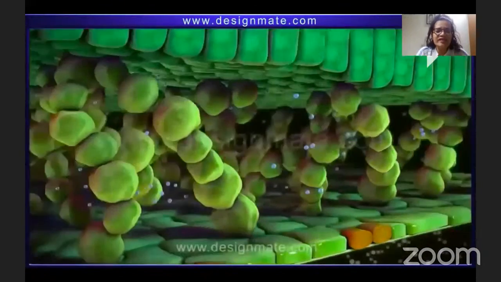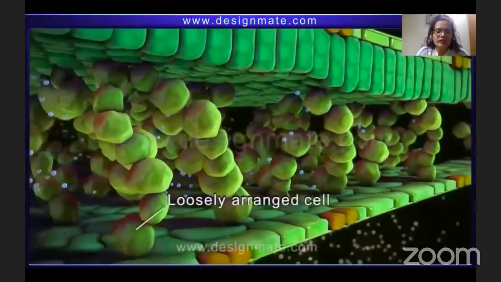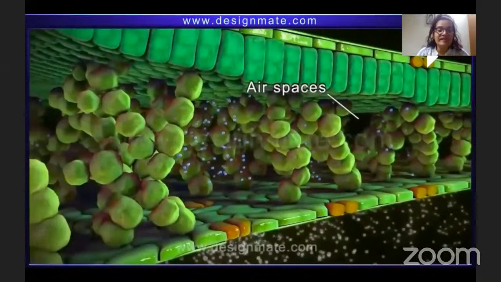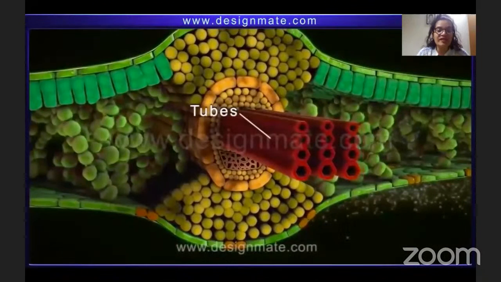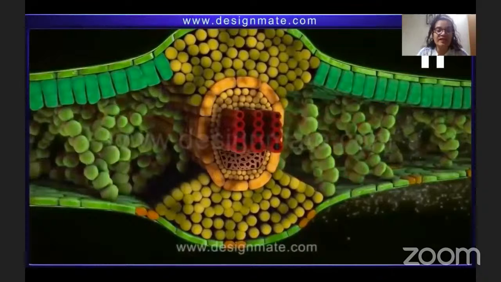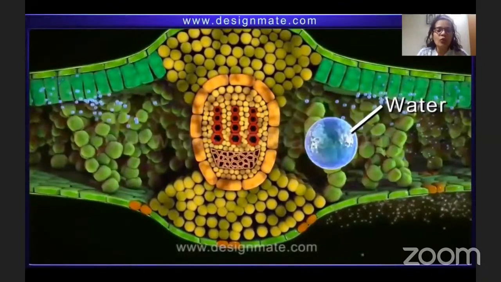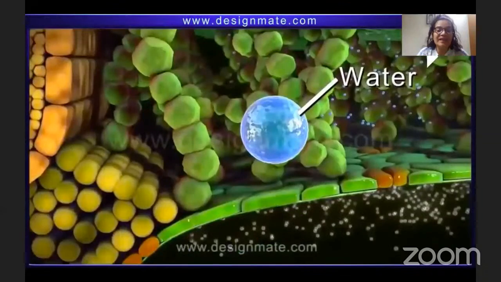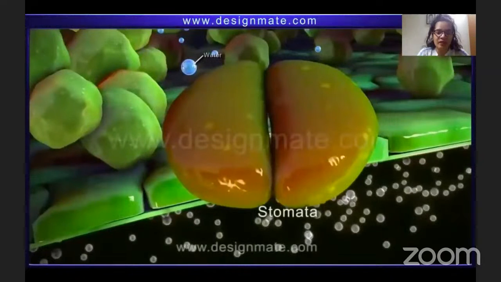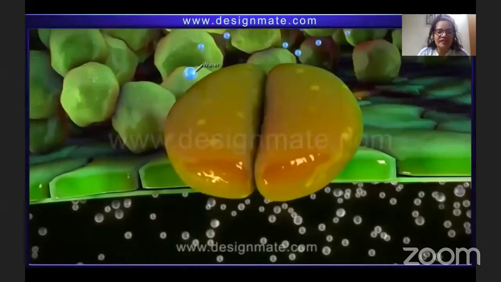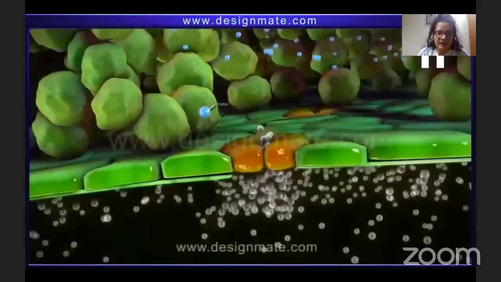Next to this layer are loosely arranged cells which have large air spaces. Can you see the large air spaces? This section also shows tubes specific for transporting water into the leaves. Now let's look at the lower section. The lower layer has many pores called stomata. This is a stoma. A leaf absorbs carbon dioxide from the environment through these stomata, which, after passing through air spaces, enters the chlorophyll containing cells.